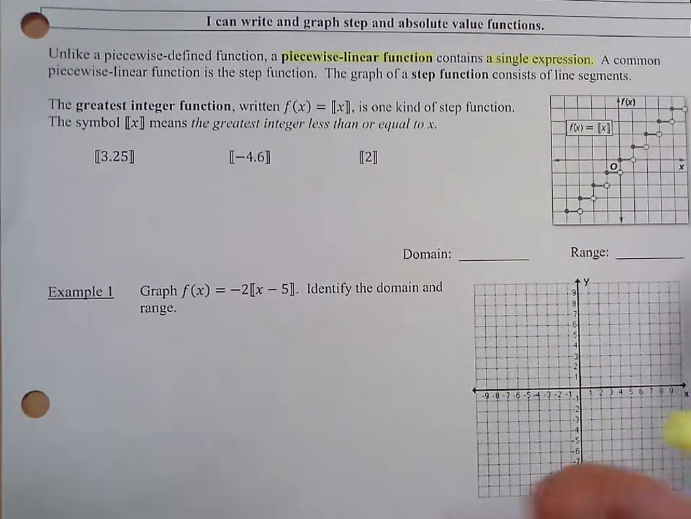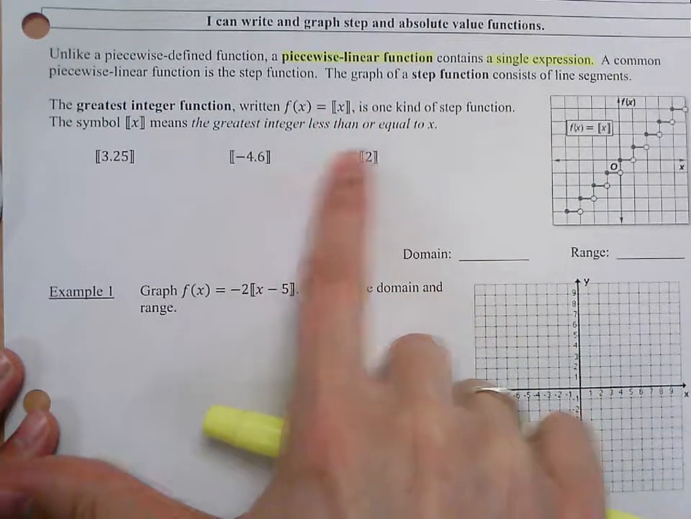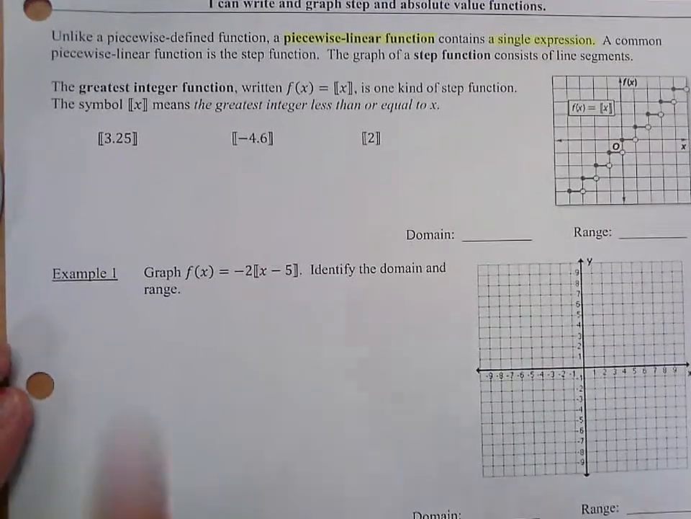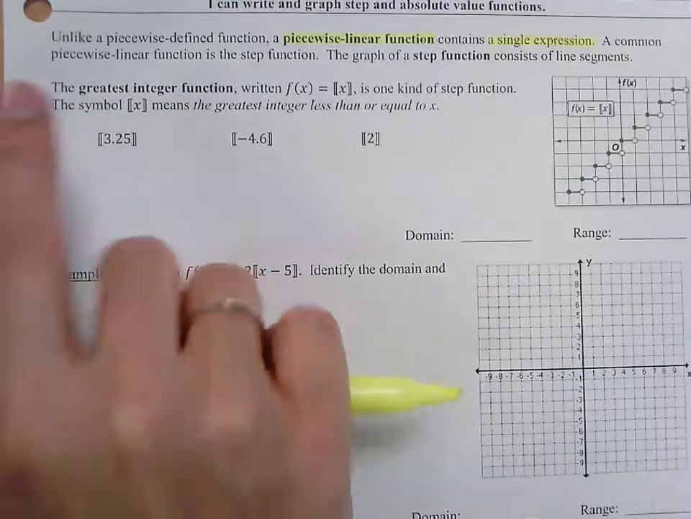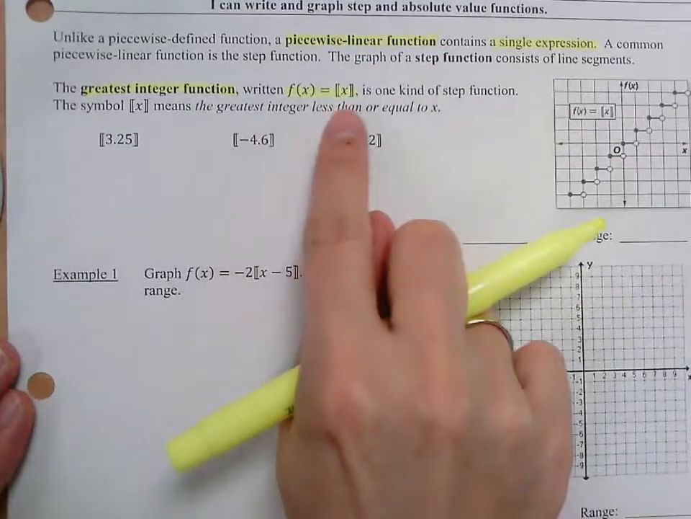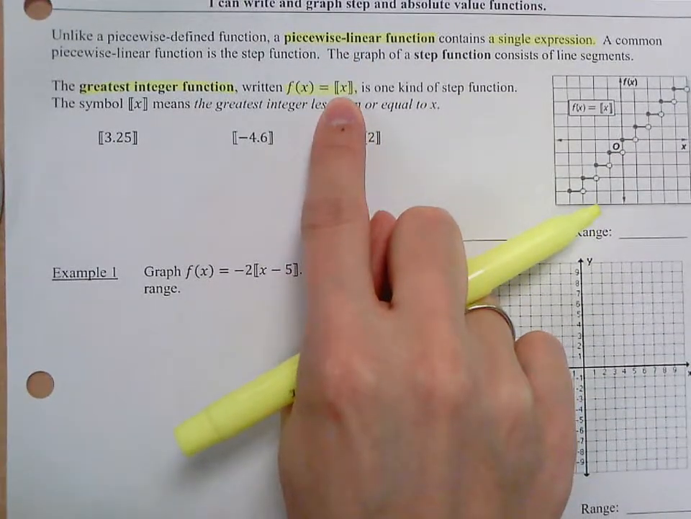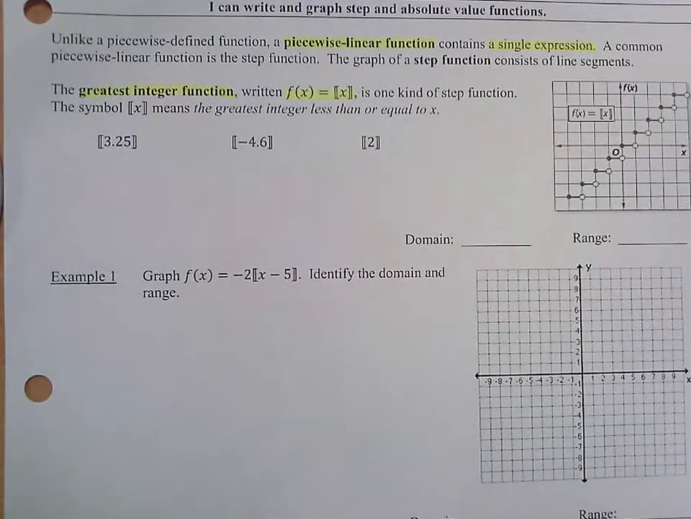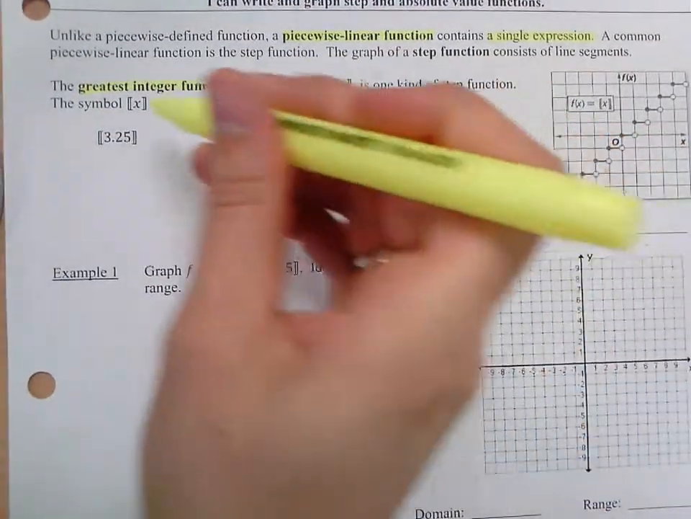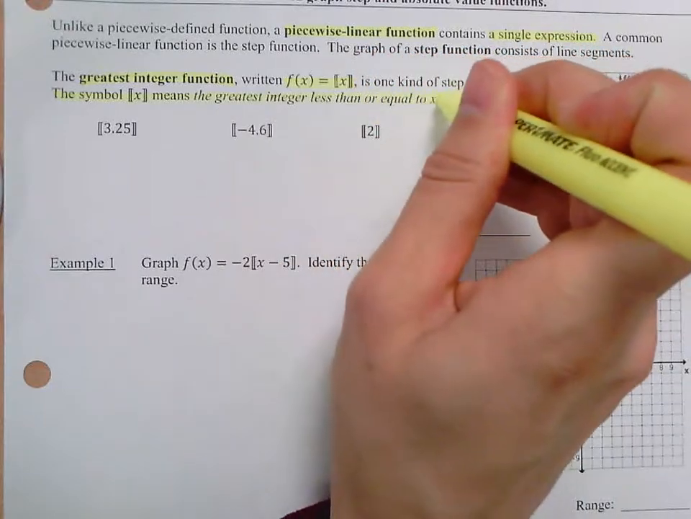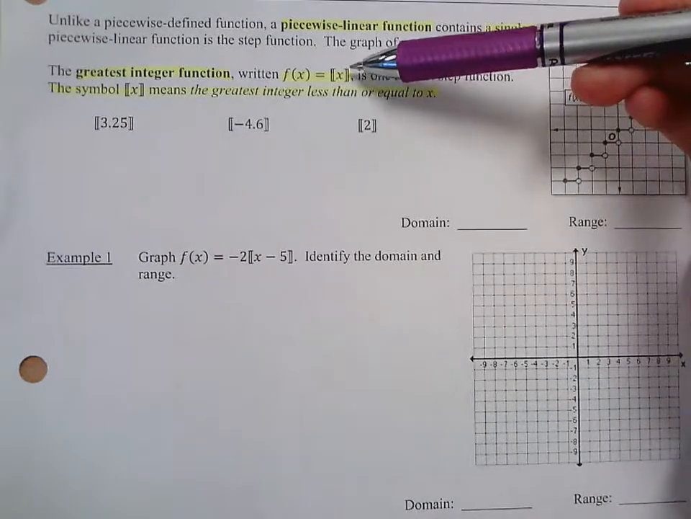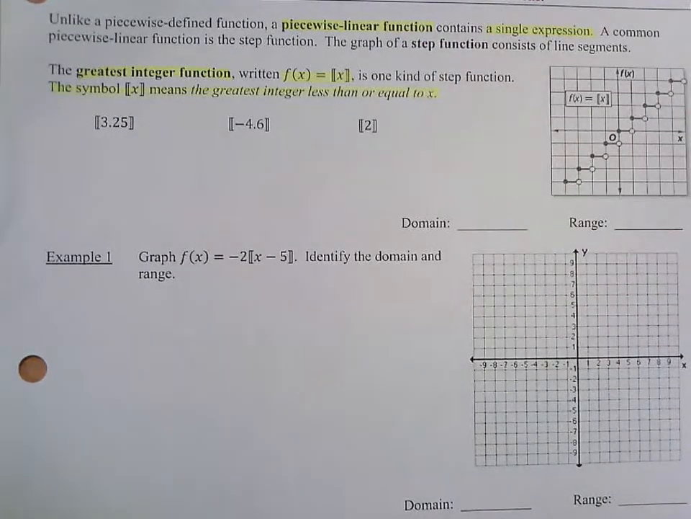It says a common piecewise linear function is the step function, and it consists of line segments, so it looks like steps. But the step function we are focusing on is called the greatest integer function. And it's written this way. f of x equals, and it has a double bracket with your variable x somewhere inside of there. That symbol means the greatest integer that is less than or equal to x. Very wordy for one symbol, but you're saying f of x is equal to the greatest integer less than or equal to x.